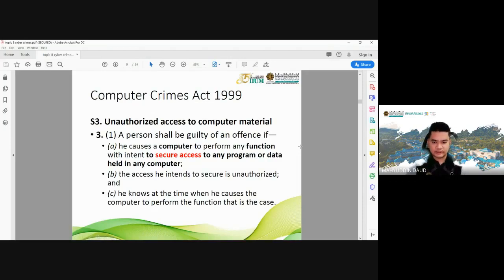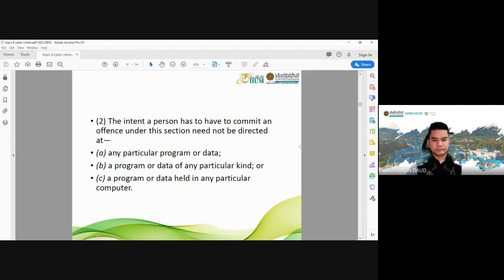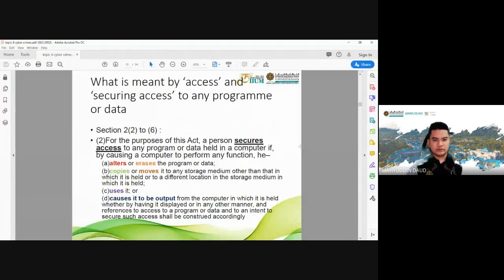And he has to do this without any authority. He does not have any authority to do this. So if this is done, this is an offense under Section 3. Now what is meant by access and securing access to any program or data? This has been interpreted under Section 2, clauses 2 to 6.